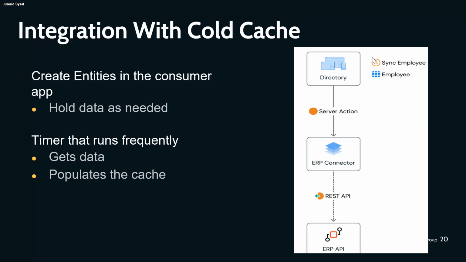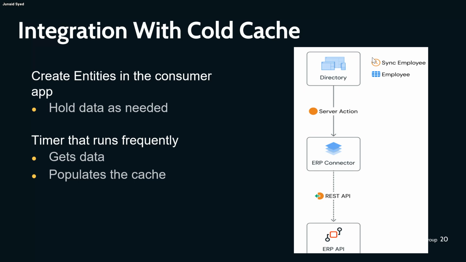So this timer would run. It will get the data at regular intervals from the ERP system through the ERP connector, and then it will hold that information in the employee entity. So that's how we are regularly getting it. Although we are getting the information from the ERP system, we are not getting it in real time. At certain regular intervals we are fetching the information from the ERP connector regarding the employees, and we are storing it in our entity.